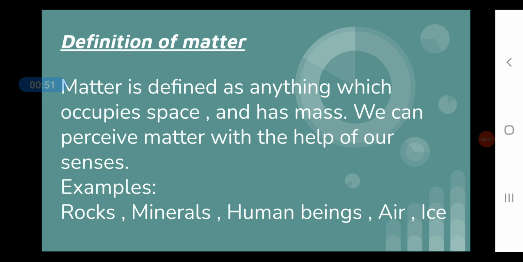That is, we are able to see a human being, we are able to hear a human being, we are able to even touch a human being. So, matter is anything which occupies some space, has mass, and we are able to sense them.